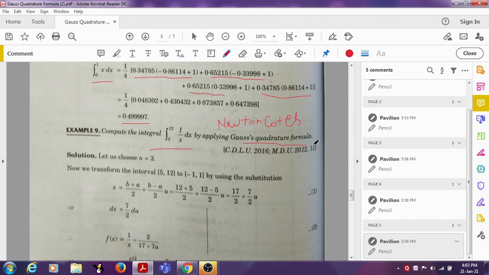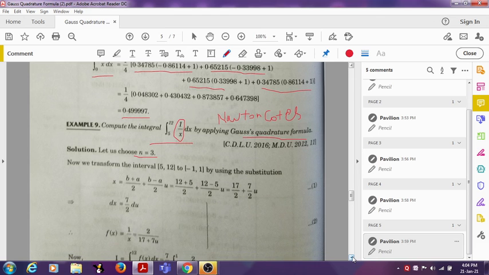Look here. What is the lower limit? 5. So this will be the value of a, and what is the value of the upper limit? 12. That will be equal to b. So a equal to 5, b is equal to 12, and this is our function, f of x. Here we choose n equal to 3. We use the 3-point Gauss formula.